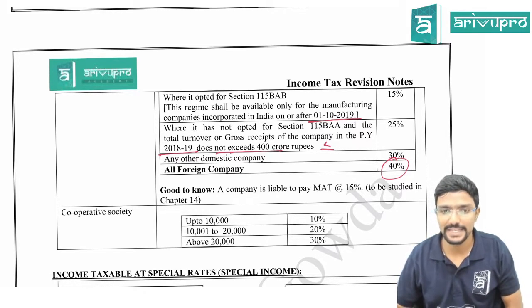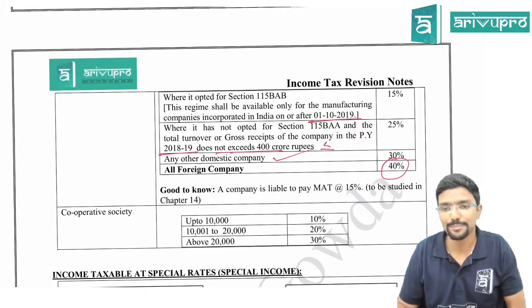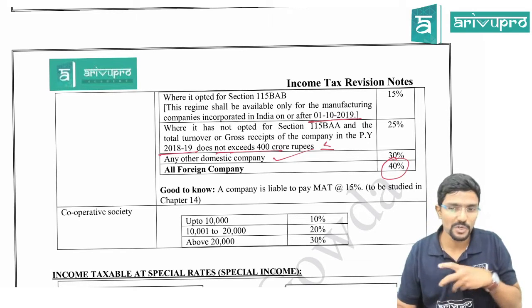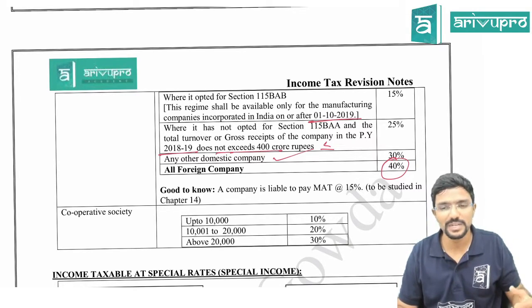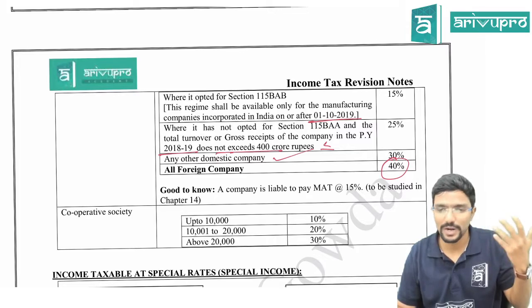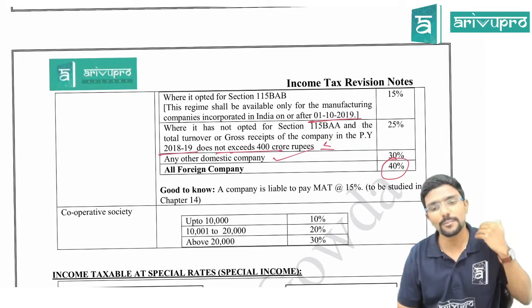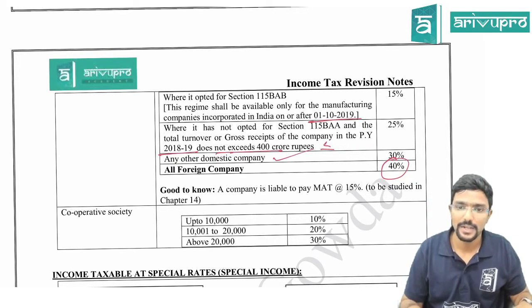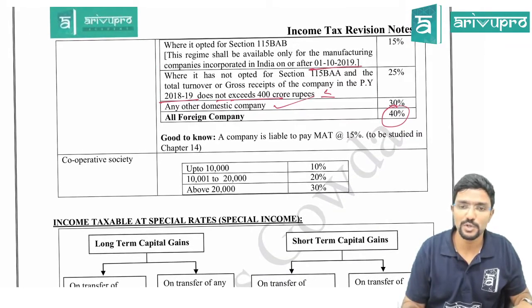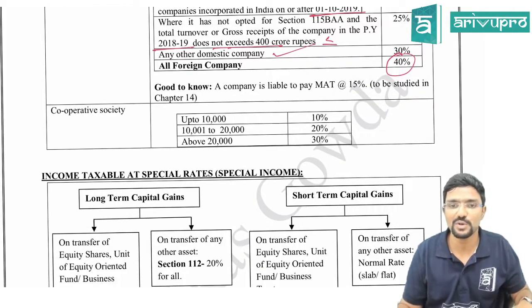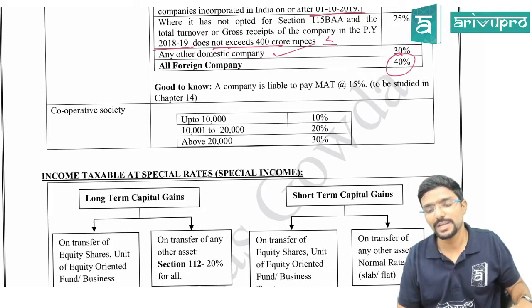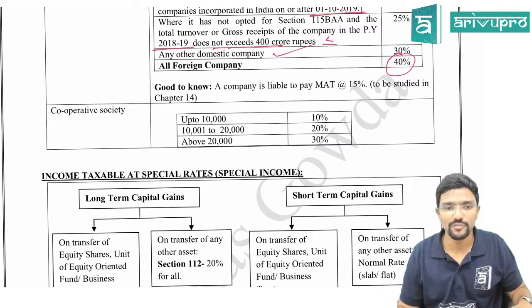In all other cases, the tax rate for domestic company is 30%. If the question is silent with respect to domestic company, whether they have opted for a new scheme or whatever is not given, then always apply 30%, guys. Then for company, there is a special concept called minimum alternate tax, which we call MAT, which is applicable for them, which we will be studying in chapter 14.